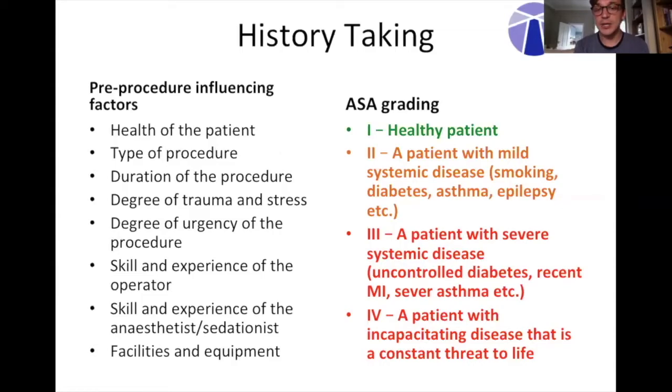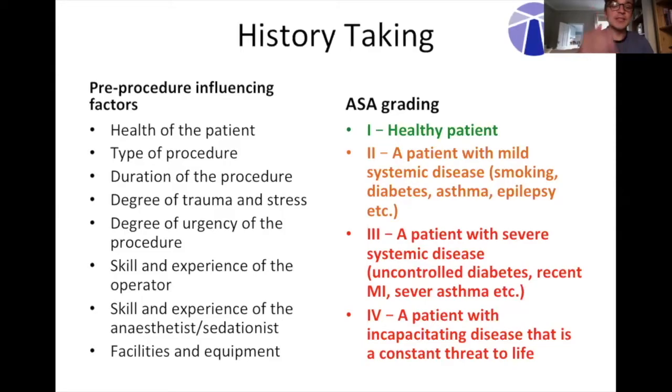ASA1 is a healthy patient, ASA2 is a patient with a mild condition that is well controlled, and that's also including smoking actually. All of which can be treated in primary care, but if the patient is ASA3, they would probably need referral to secondary care in a hospital. And before you treat them, you will need to stabilize that. So they actually can come back to you if you talk to their GP, for example, if they have uncontrolled high blood pressure.